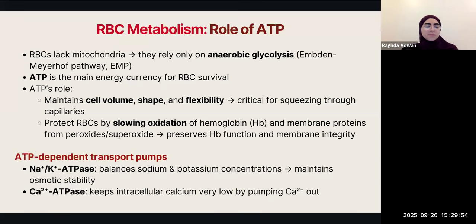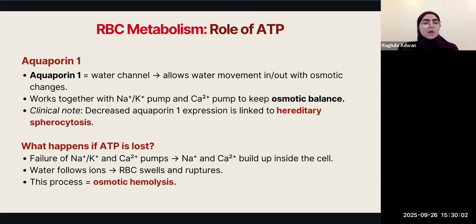The second pump is calcium ATPase, so it keeps calcium stores low, so you don't have too much calcium inside, and also prevents osmotic damage as well. Another thing is aquaporin. Aquaporin is a water channel which allows movement in and out with any osmotic changes. So that's how water can go in and out through aquaporin.